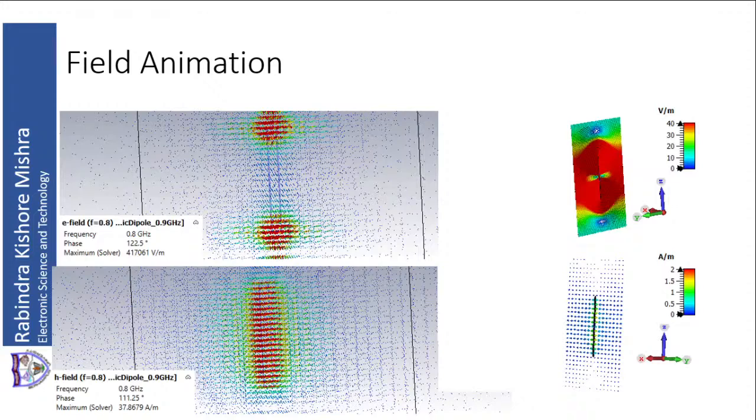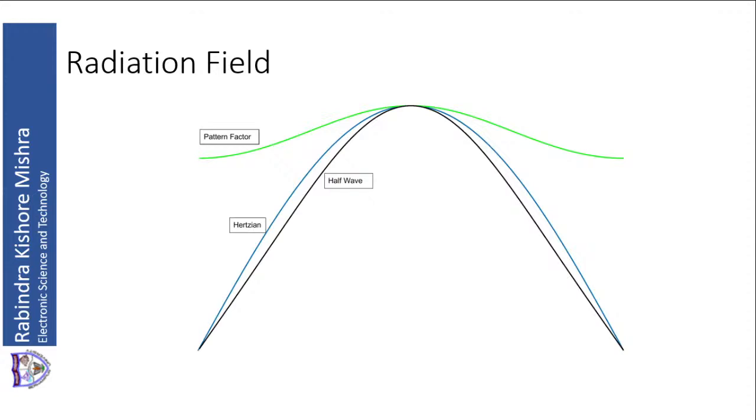Then let us look at the radiation pattern, the radiation field. So you can see here the length is half wavelength. So we have got a half wavelength dipole antenna.